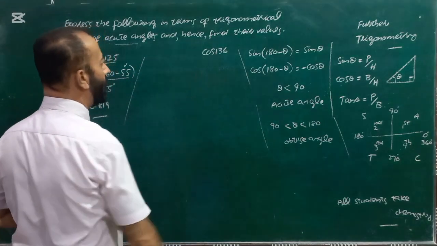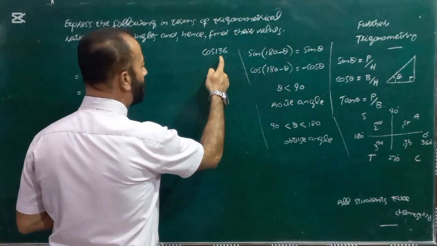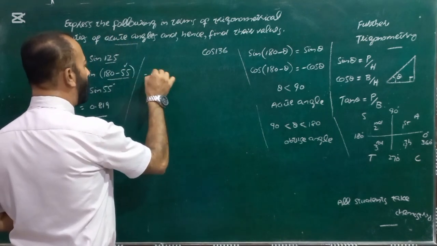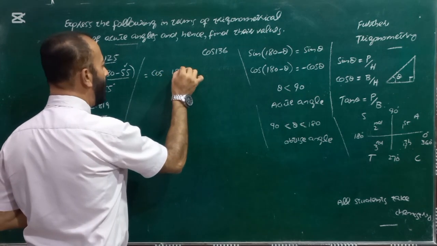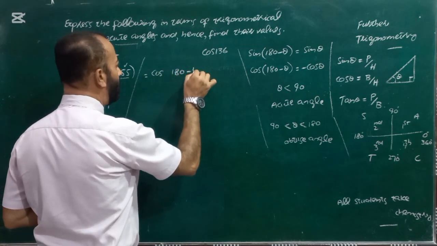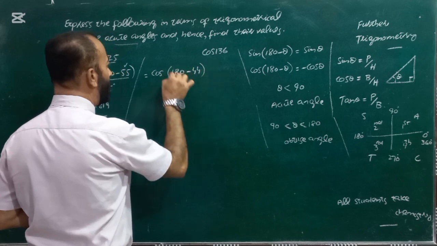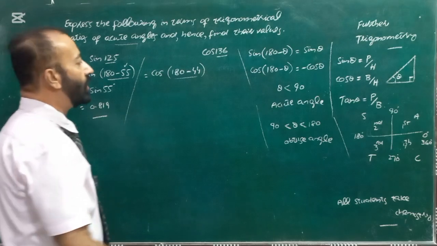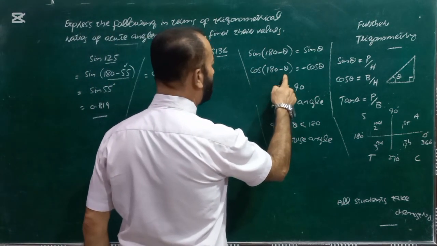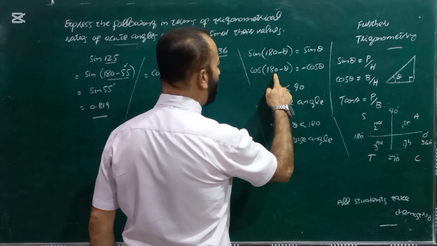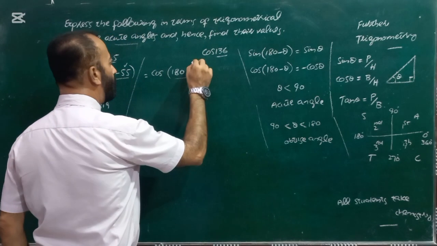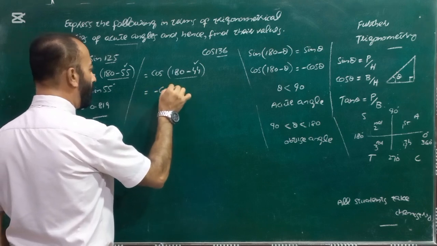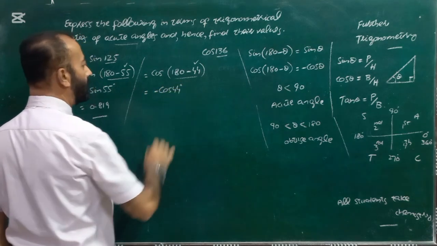Okay, in the second question, again we are required first to represent this obtuse angle into acute angle. So look now, cos 180 minus 44, because 180 minus 44 is equal to 136. So this is the concept which is going to be applied now. So cos 180 minus theta is equal to minus cos theta. So 44 is in place of the theta now. So minus cos 44 degree.